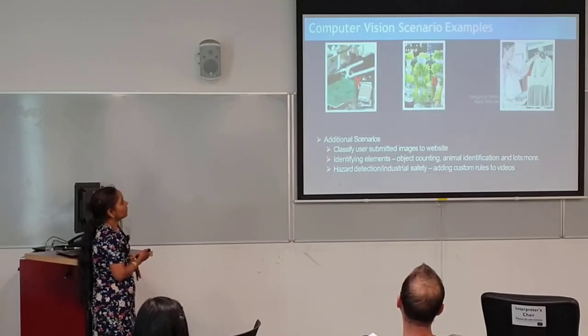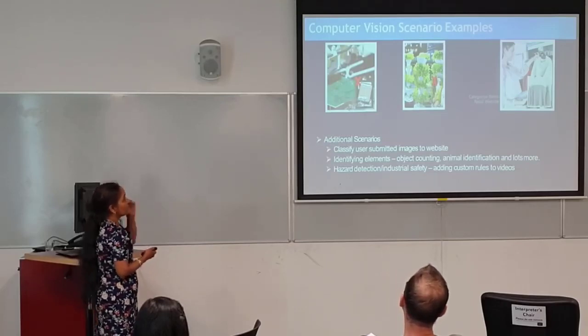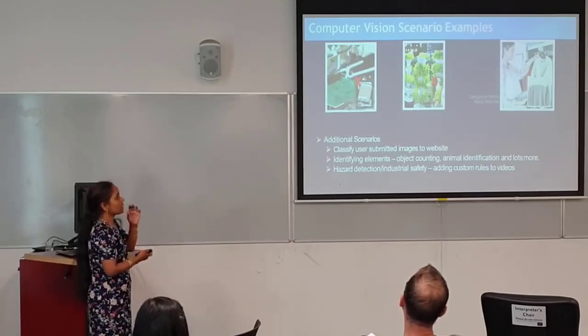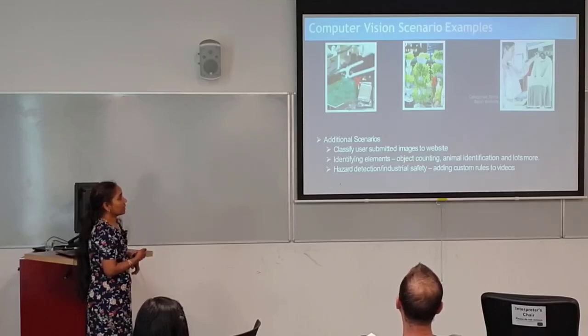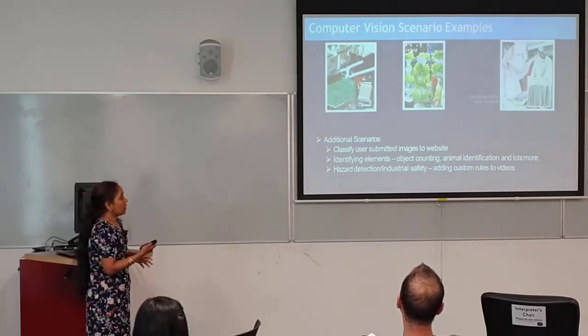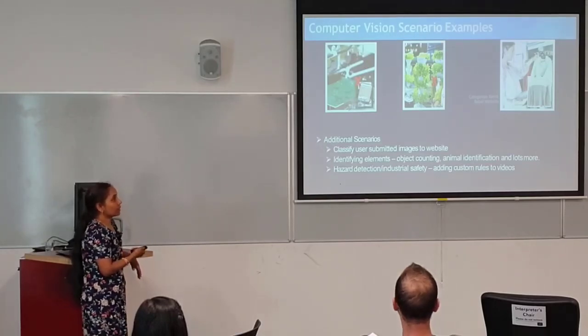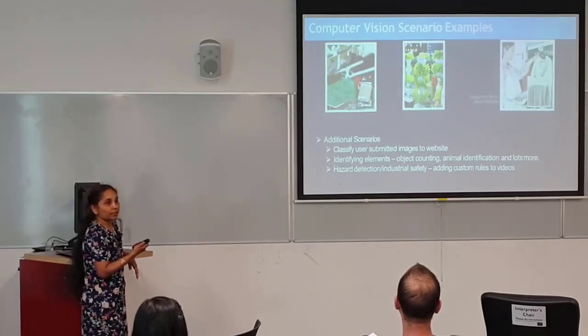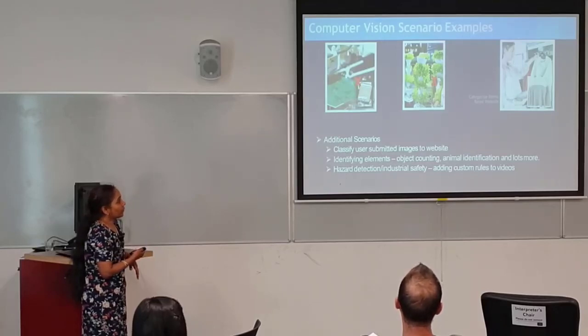Okay, let's see some scenarios. The additional scenario says classify user submitted images to a website, identifying elements, object counting. So if you want to count the number of objects, like how I have said, you can use the custom vision. Hazard detection, for example, adding rules to videos.